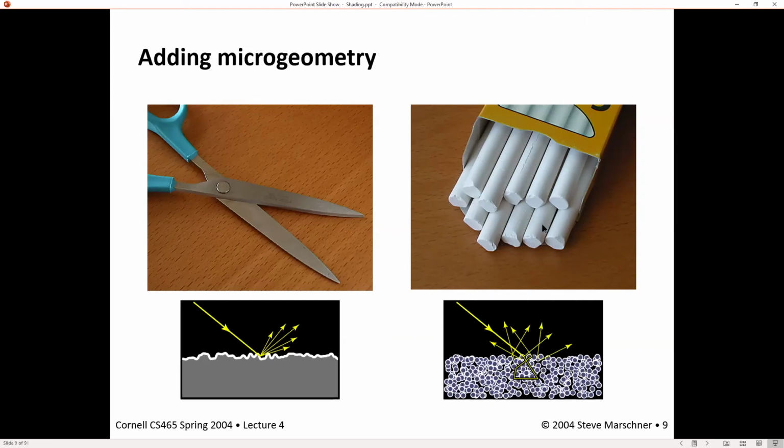Chalk has something called subsurface scattering. It means the light goes into the surface, actually bounces around in the surface, and comes out maybe in a different location and in all kinds of different directions.